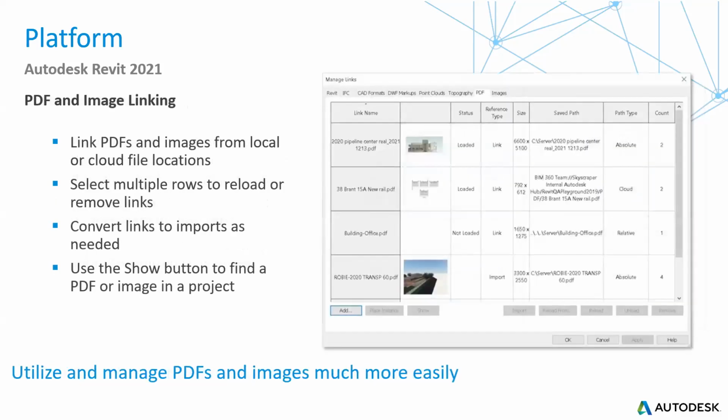One that I'm particularly excited about is the PDF and image linking. So we can link PDFs and images from local or cloud file locations. We're able to select multiple rows to reload or remove links. We convert links to imports as needed. There's the show button to actually find the PDF or image that you're looking for in a project.